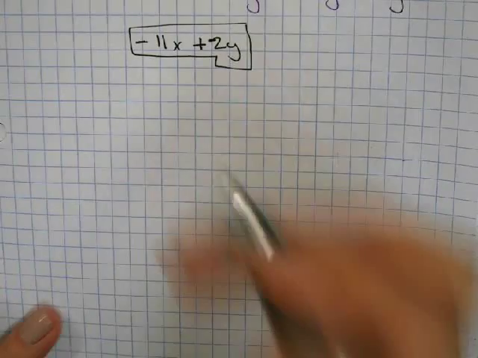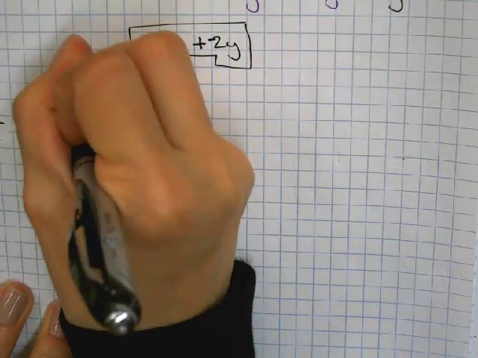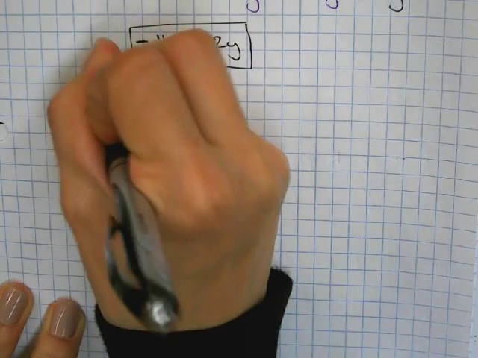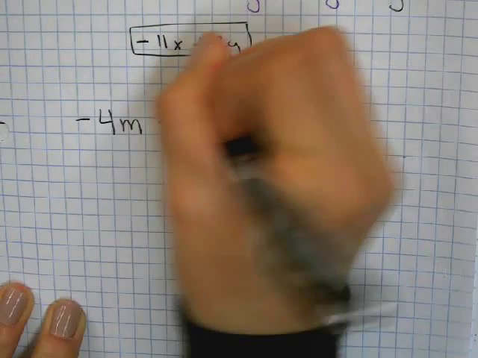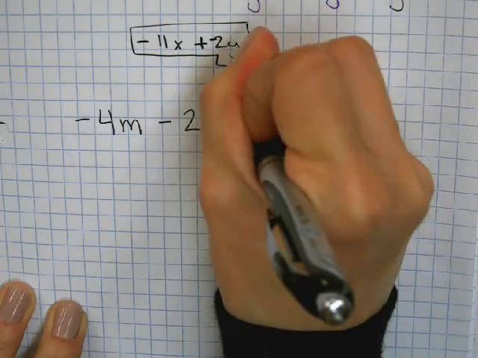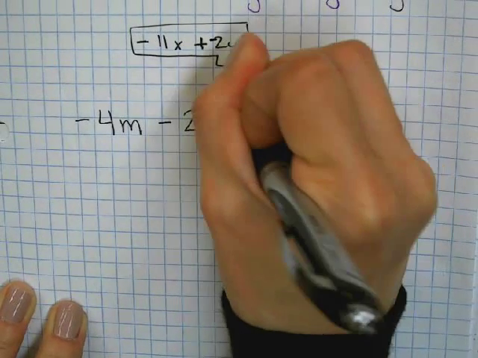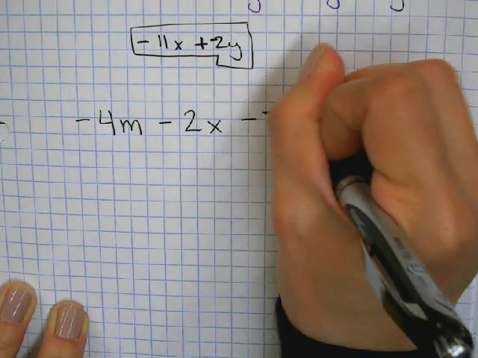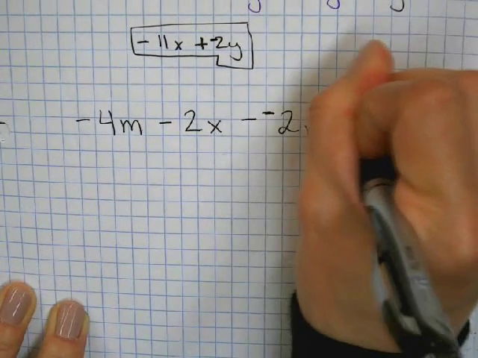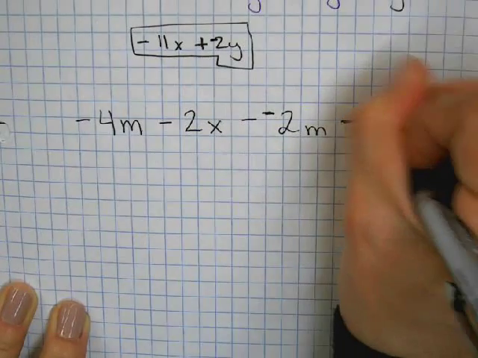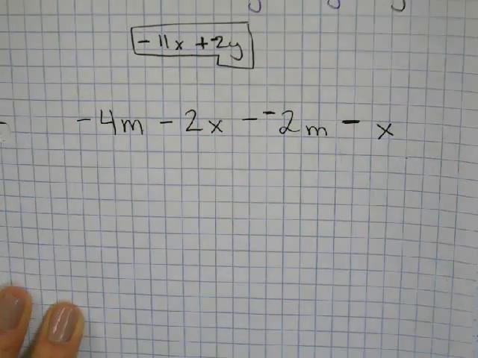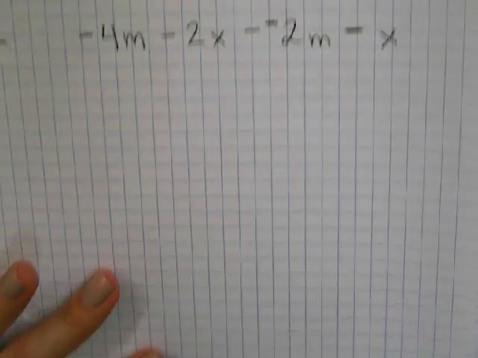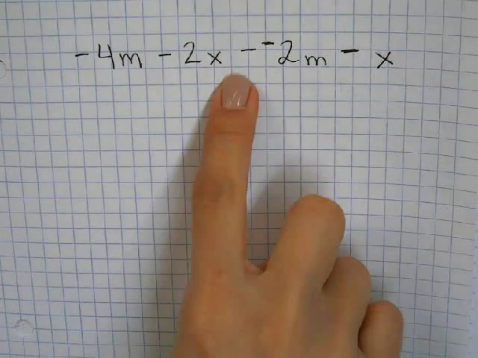All right, try this one. Negative 4m minus 2x minus a negative 2m minus x. Minus a negative 2m.